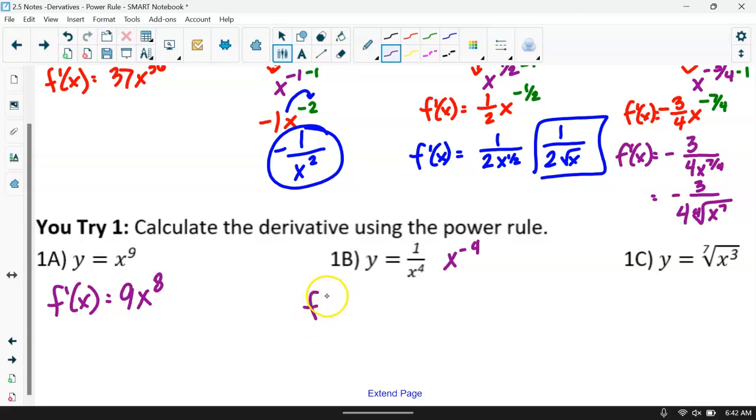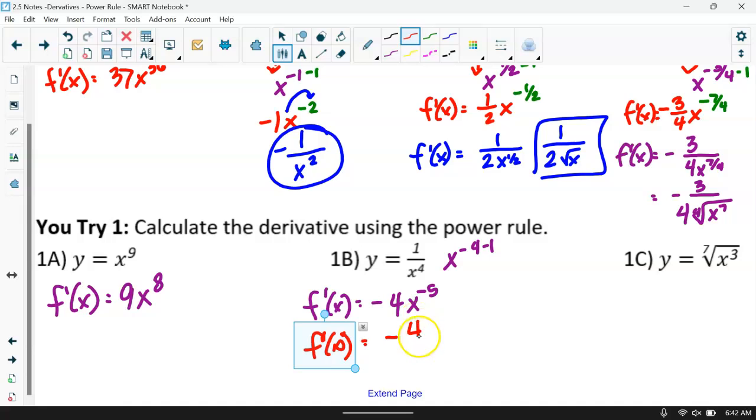Now when you start writing your derivative of this function, you should have negative 4 times x to the negative 5. Subtracting 1, that's negative 5. So now when you rewrite this, your derivative, whoops, sorry about that, your derivative is negative 4/x to the 5th. Then our last one, rewriting, this is just x to the 3/7.